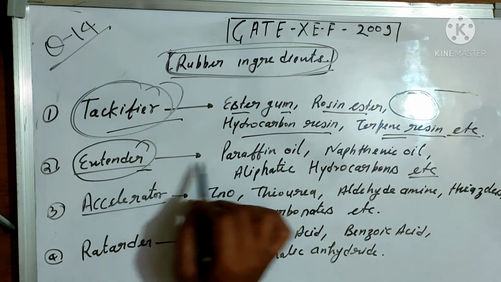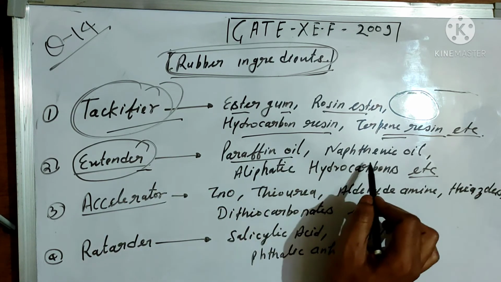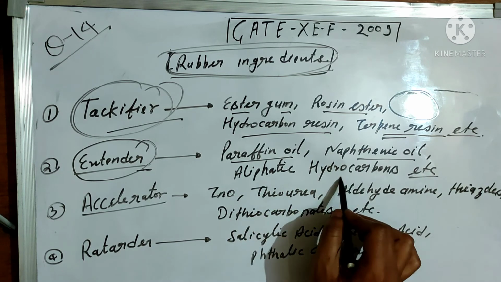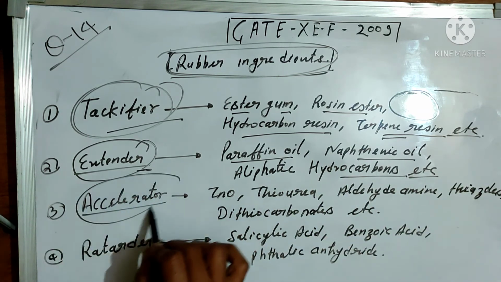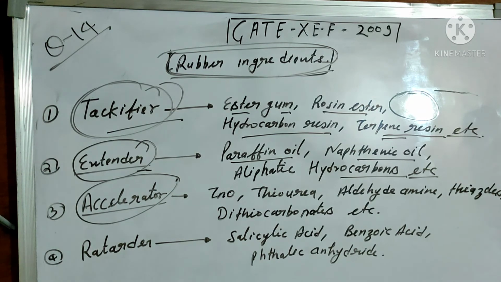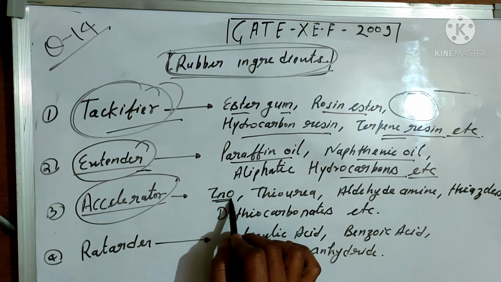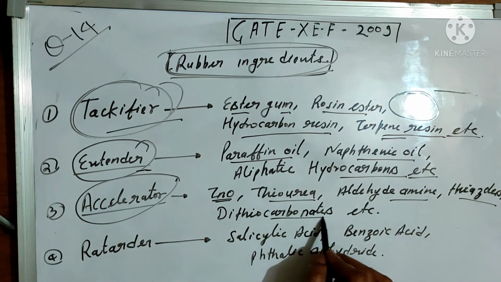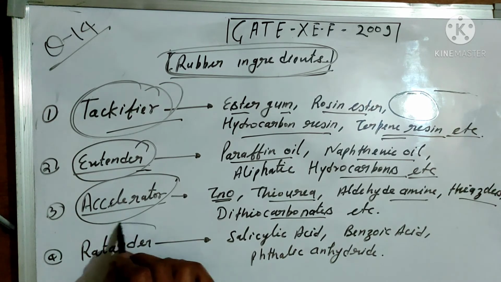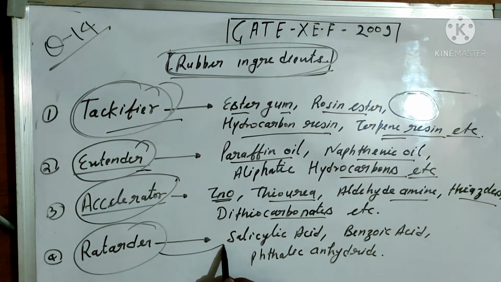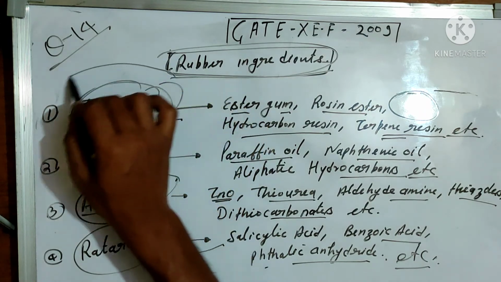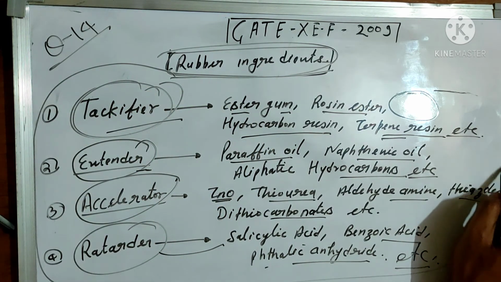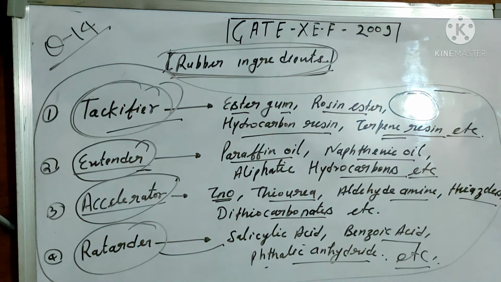Extender. Some examples of the extender are paraffinic oil, naphthenic oil, and aliphatic hydrocarbon. And accelerator is used to increase the cross-linking in the polymer, such as zinc oxide ZnO, thiourea, aldehyde amine, thiazoles, dithiocarbamates, etc. The retarder. Some examples of the retarder are salicylic acid, benzoic acid, and phthalic anhydride. Remember these ingredients used in rubber.